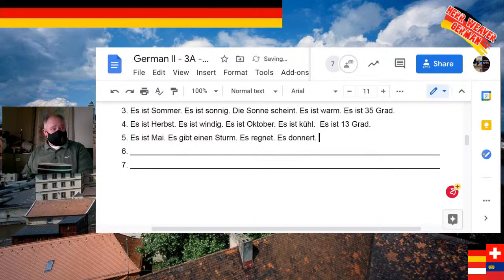What's the other thing we say when there's thunder? What's that verb? Es blitzt. These are verbs. So we'd have subject es plus the verb. We have 3 in a row. Es regnet, es donnert, es blitzt. Es ist Mai. Let's give it a temperature.